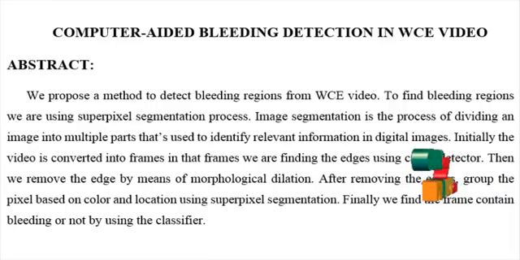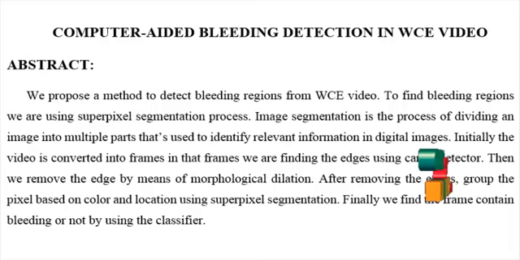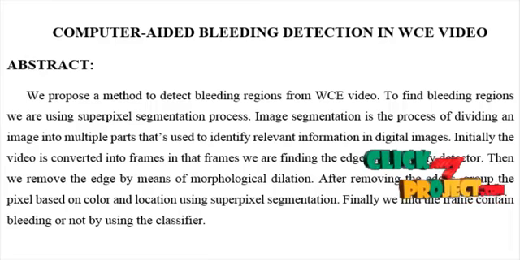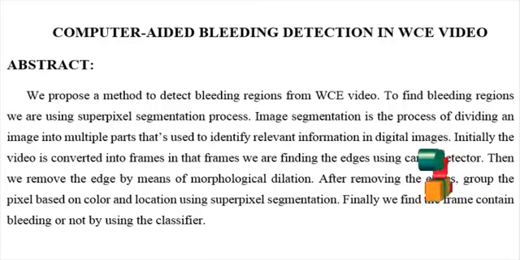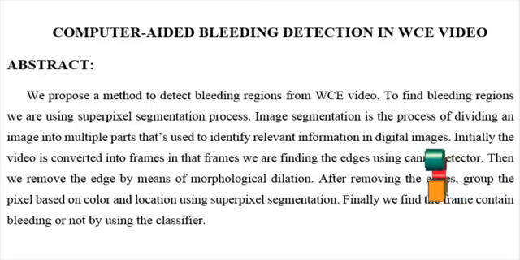Then finally, classification is employed using support vector machine to identify whether the samples contain bleeding or not. So for the classification, the features were extracted based on the statistical parameters. Finally, the performance of the process was analyzed in terms of sensitivity, specificity, and accuracy.